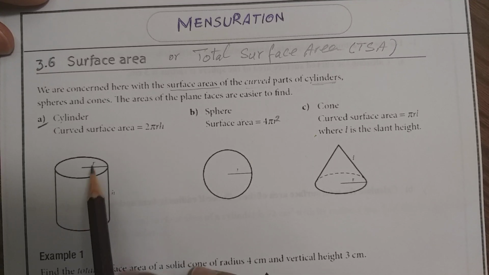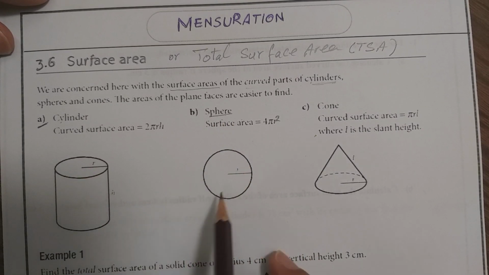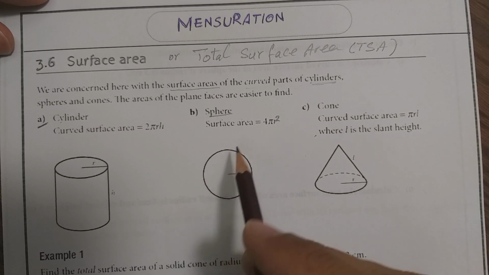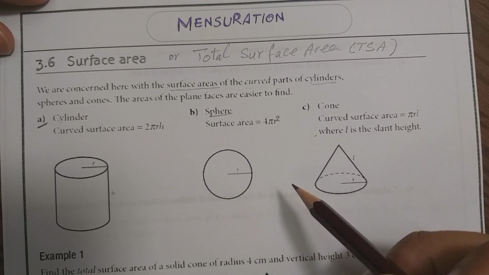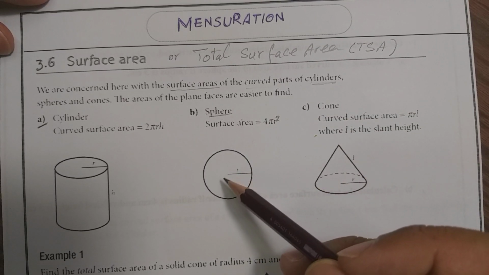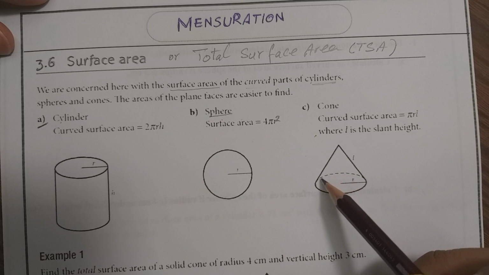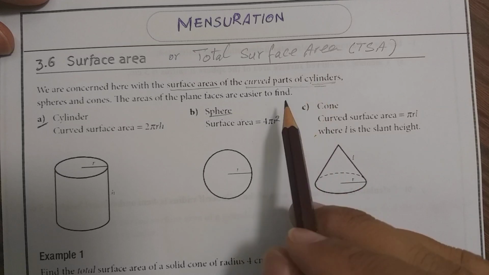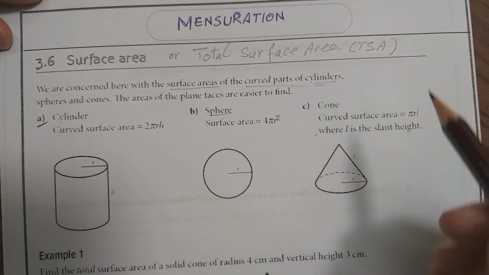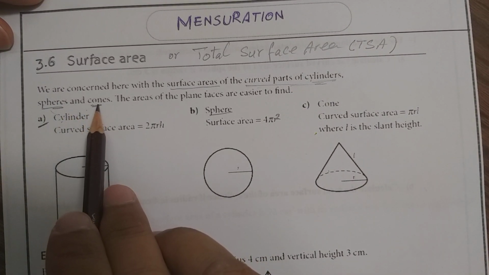So the curved part of the cylinder, if you look here, this is the cylindrical shape, meaning round shape. The sphere is also like a circle, but it is three dimensional, like a ball, a football, or a basketball. In the cone also, one part is the curved part. So all of them have a curved part. Here we have the cylinder, sphere, and cone.